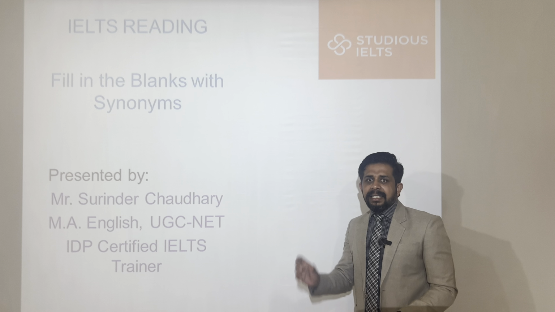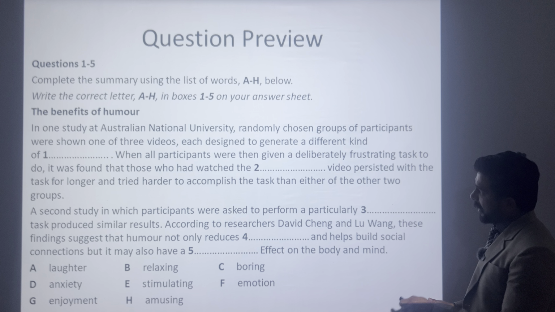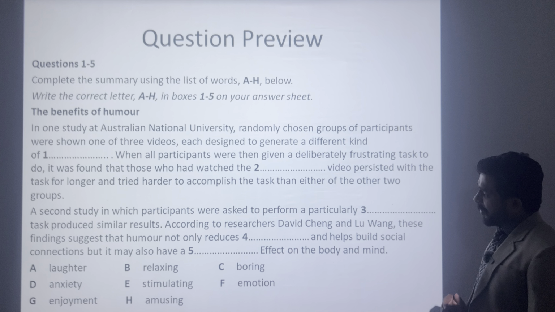What kind of question was there? It is the question preview in front of you. In this, you can clearly see a proper summary has been given to complete in the form of fill in the blanks, and in that summary they have given you different options. There are 5 questions in total, but the options are actually 8 in number.